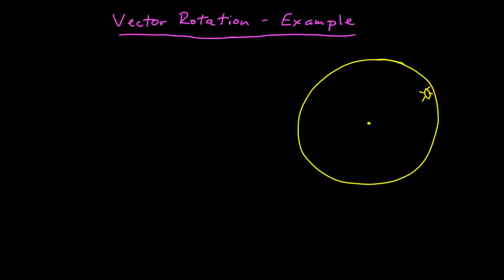I want to do a simple example now, looking at the vector description of rotation. Some version of this type of problem shows up on at least one of my tests sometime during the year, and it really looks at all the different components of this idea. So I have this bug, and this bug is on a rotating wheel.